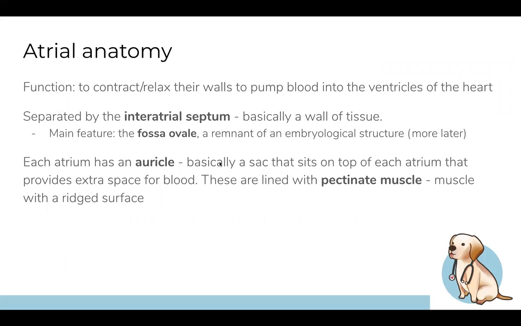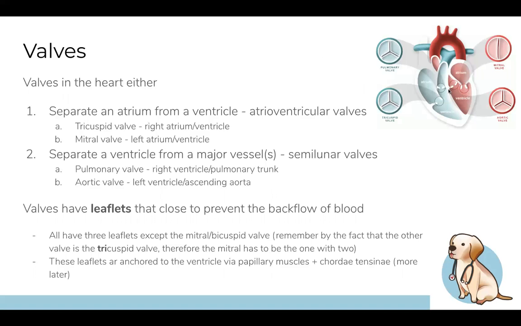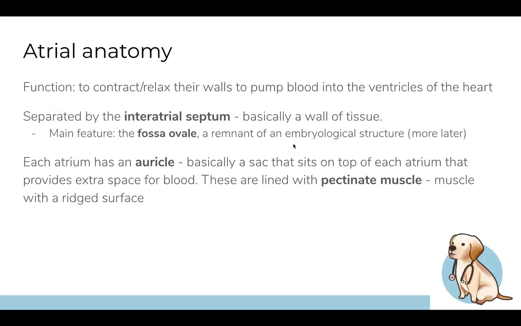I should have put a picture on this slide. Between the atria, you have the interatrial septum. So that's this kind of wall between them here. And it's basically just a wall of tissue. And the main feature of this interatrial septum is something called the fossa ovale. This becomes quite important in embryology, which we'll talk about later, but just keep in mind these words, fossa ovale.